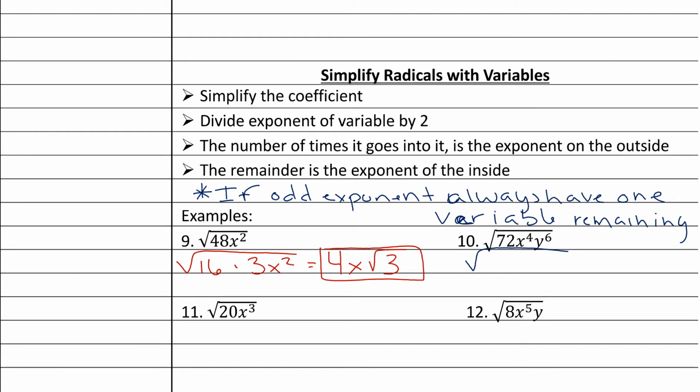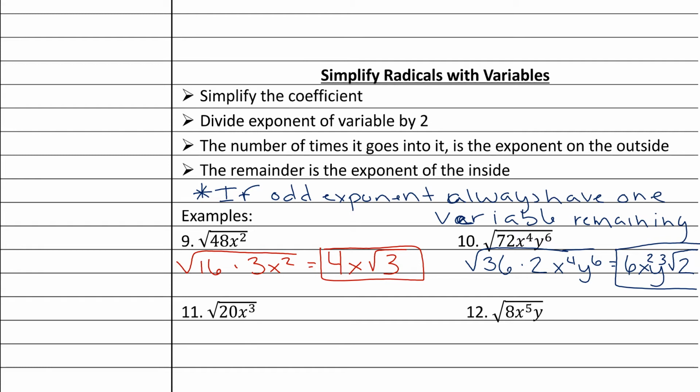72 can be broken apart into 36 times 2. The square root of 36 is 6. I'm going to have an x and a y. 2 can go into 4 2 times evenly, so my x is going to be squared. And 2 can go into 6 3 times evenly, so my y is going to be cubed, and then inside of my radical I'm going to be left with 2. They're even, so there's going to be no remainder. My exponents are even.